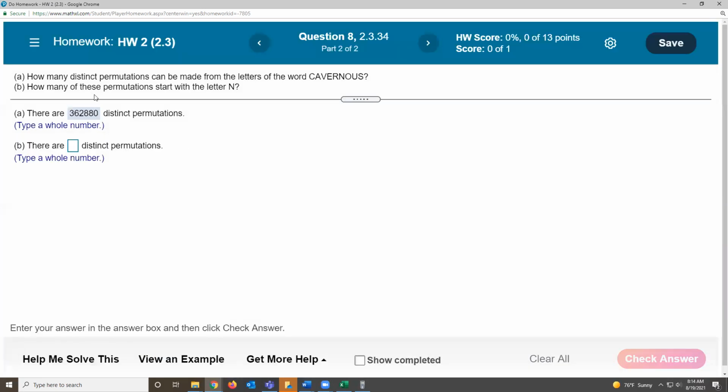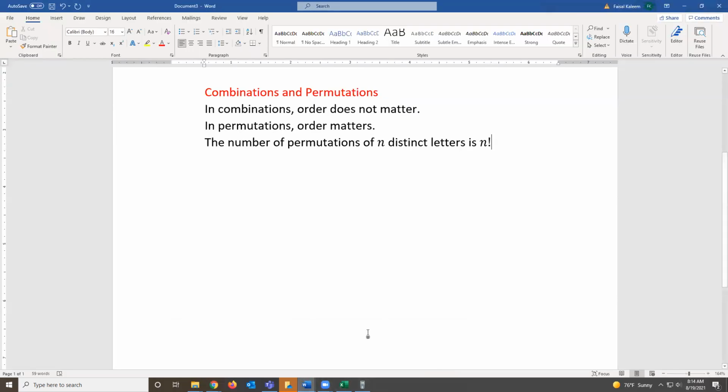And now they ask how many permutations start with the letter N. So now you are forcing the first letter to be N, and there are 8 more places left. So it would be 1 times 8 factorial. The first place has only 1 choice because you're forcing it to be N, and there are 8 more letters left. And so those would be 8 factorial.